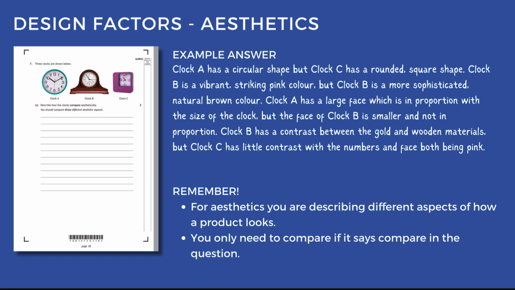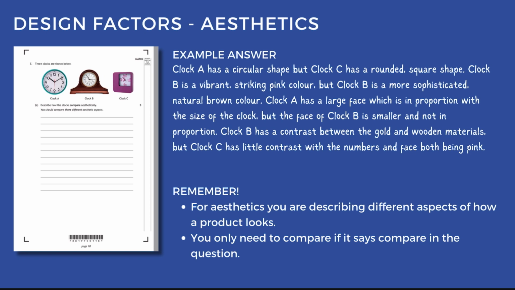Looking at the first sentence, they're talking about shape and describing it as circular, comparing it then with clock C that has a kind of rounded edge but still square shape. They're talking about shape, they've made a comparison, it's a valid statement and it picks up a mark. They've used some more adjectives to describe the fact that clock B is pink, using things like vibrant and striking. These don't pick up additional marks, but it helps you put into picture for the marker exactly what you're talking about. And again, they've made a contrast with clock B, talking about it being a more sophisticated natural brown material, which in this case is wood.